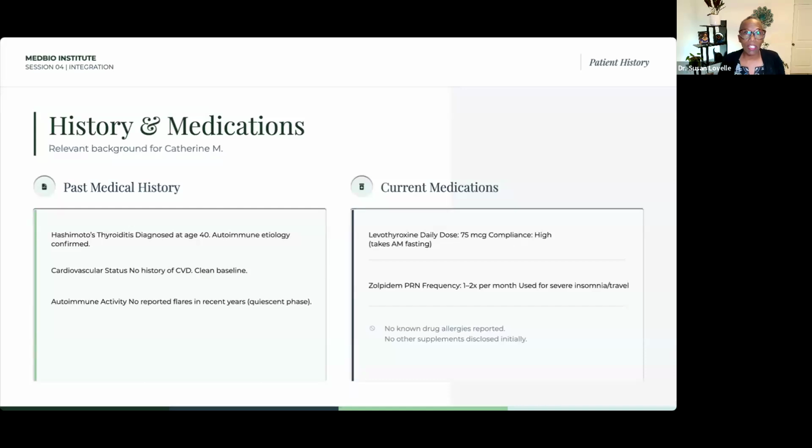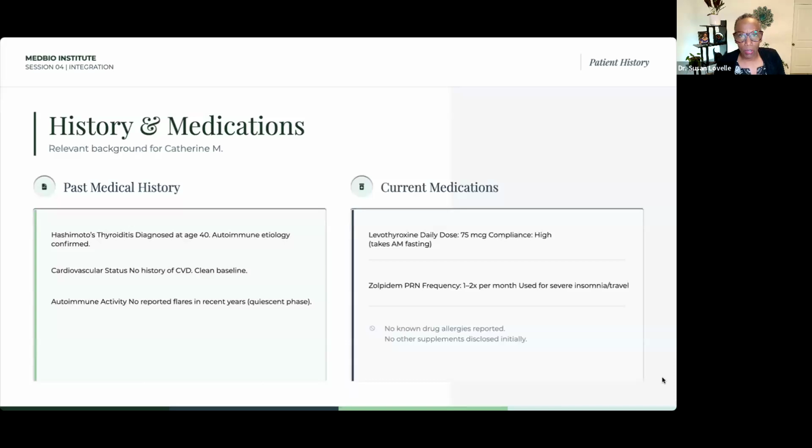Medication wise, past medical history. So now, like I said, we're going to start throwing some little wrenches in our history. One of them was that she cannot stop working. That's a non-negotiable. She has to keep working at the pace that she's working right now. The next little wrench we're going to throw into the works is that she has a history of Hashimoto's thyroiditis, which was diagnosed at age 40. So she's now 47. That means 7 years, right?